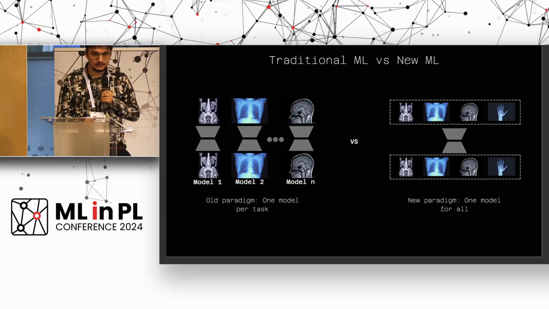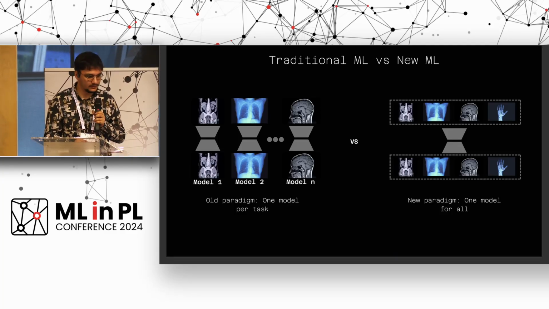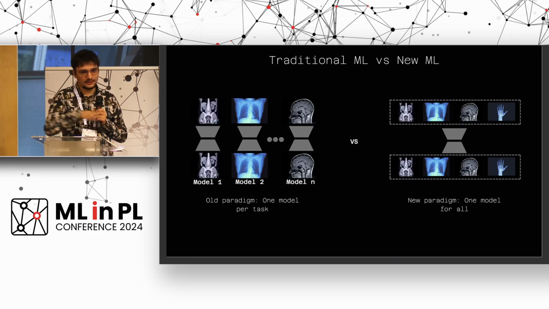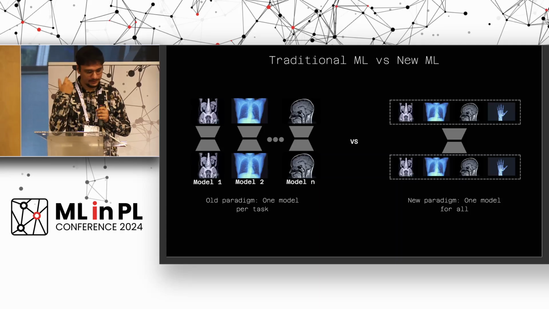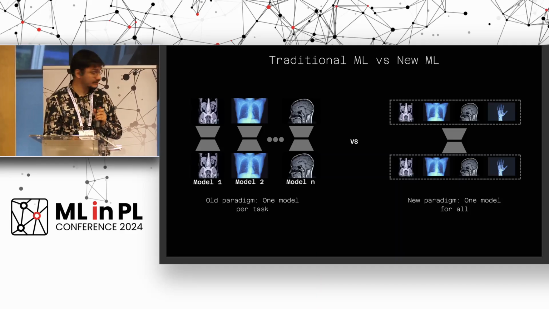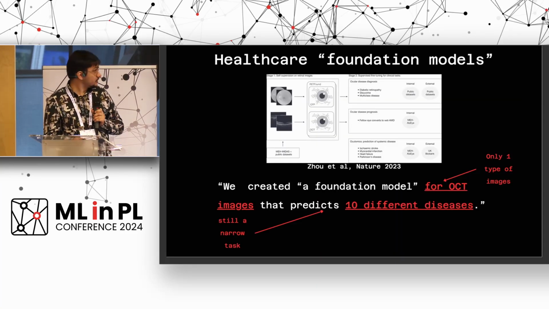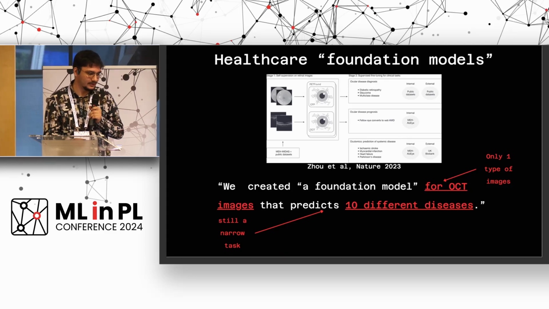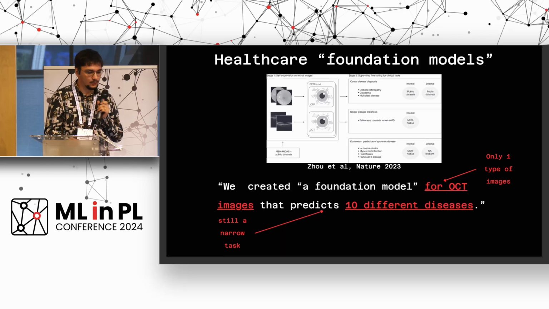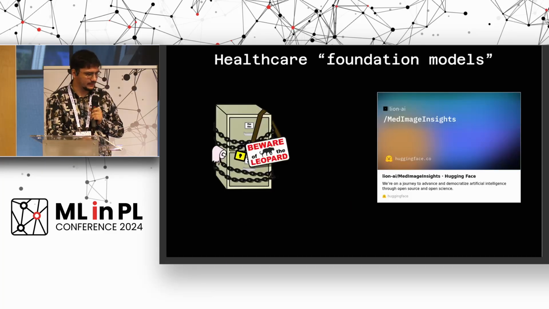Thanks. As all of you probably know, there's a paradigm shift within the community to move away from one model per specific task and go into models that perform well on multi-modal datasets and for multiple tasks. This is the same for the medical community, however, not without problems. This is an example, and I mean no shade for the paper because it's great, but just last year, Zhu et al. released a foundation model for OCT, which is only one type of image of the retina in the eye, that predicts only 10 different diseases. So it is still a narrow task, and this is a trend in the medical imaging community.